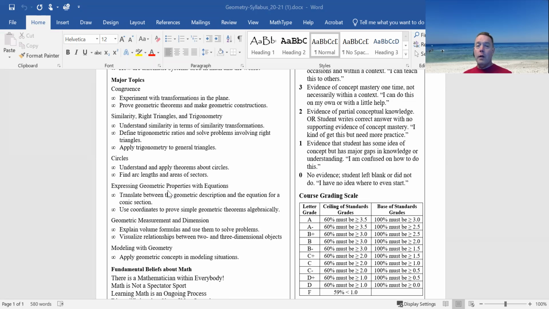With the whole online learning, we're having to scale back a little bit because with less time and a more difficult delivery of lessons, we probably won't get through everything this year. And I'm not worried about that, but we're prioritizing which standards are more important for students to know and move on with. It's just the way it works right now. We can't do everything.